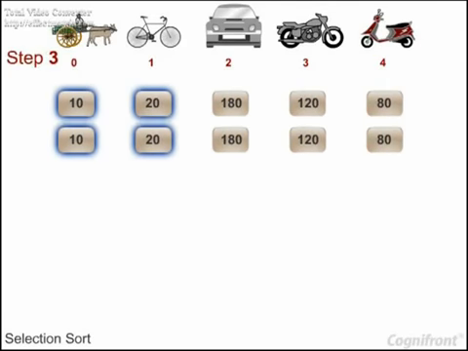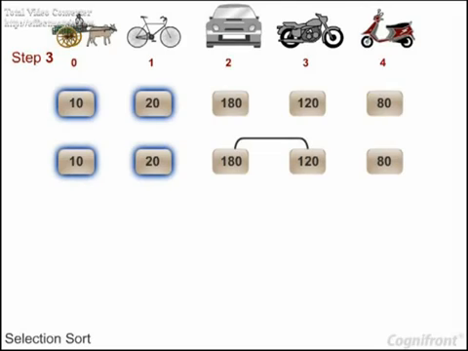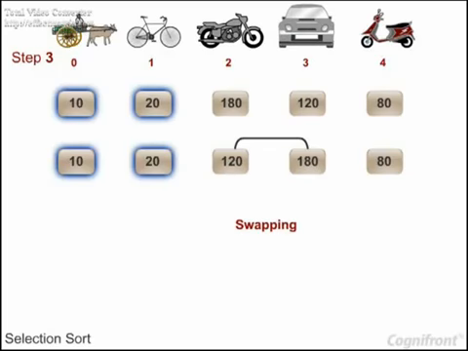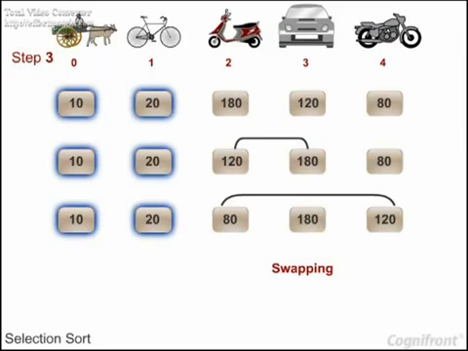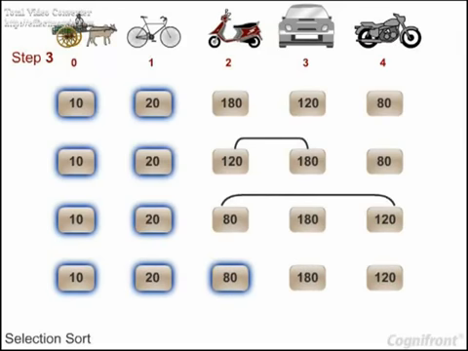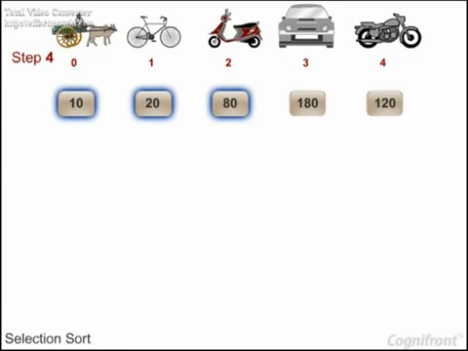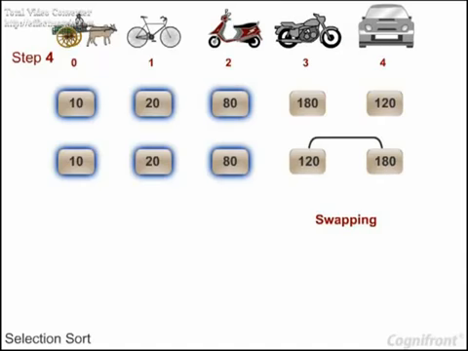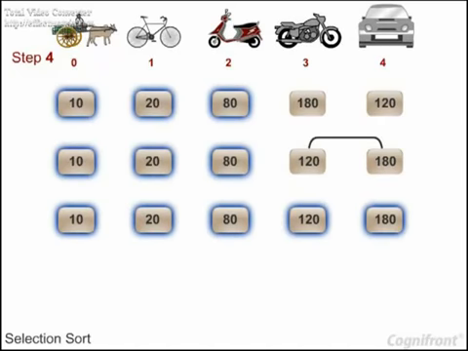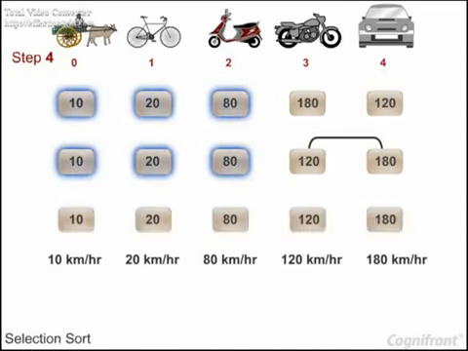Now, in the third iteration, the second element, that is 180 km per hour, is compared with the list. After the third iteration, you can see that scooty is placed at its proper position. Finally, in the fourth iteration, 180 km per hour and 120 km per hour are swapped and placed at their proper position. Thus, we have sorted the vehicles according to their speed.